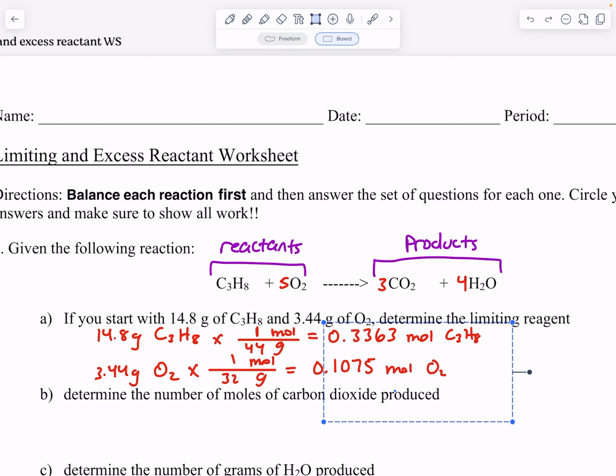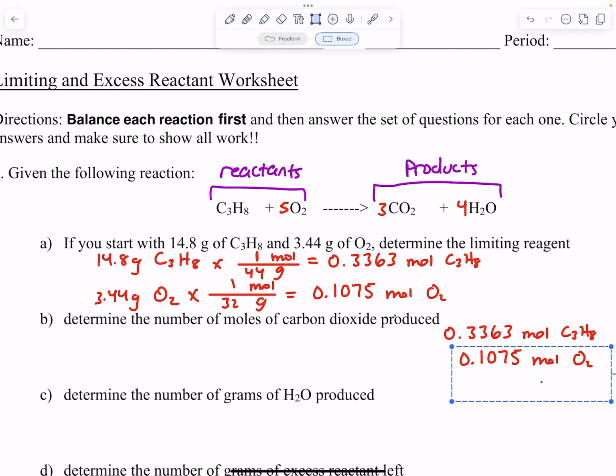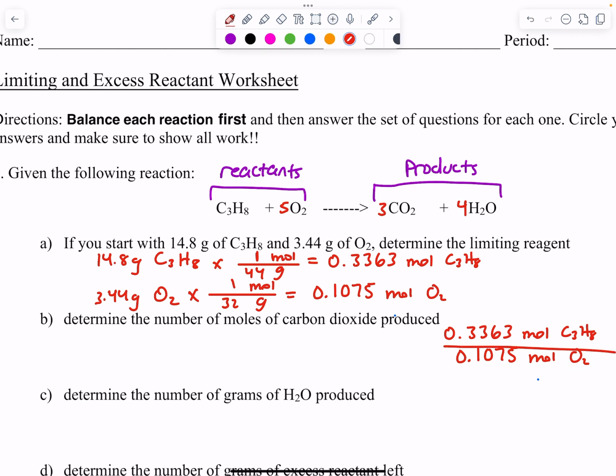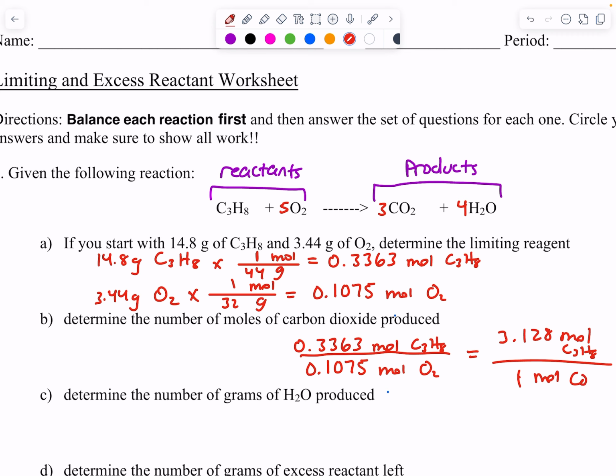I'm literally just going to copy and paste this over here so you can see what I'm doing. I'm going to divide these together. When I divide 0.3363 by 0.1075, I end up getting 3.128 moles of propane over 1 mole of oxygen.